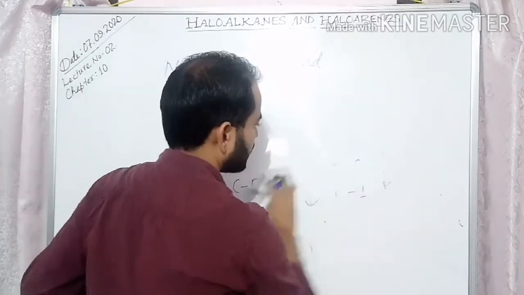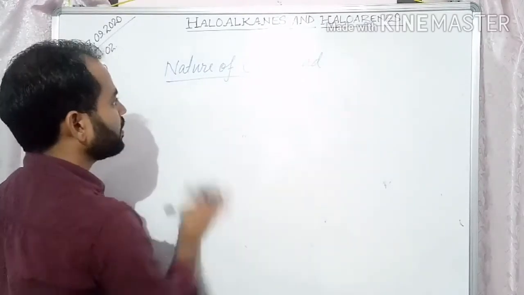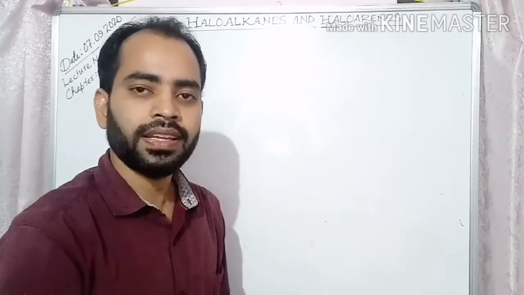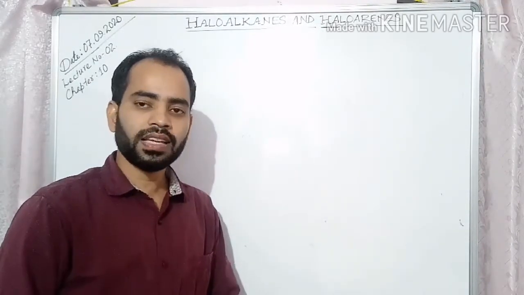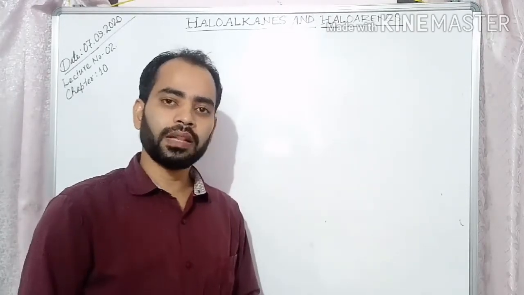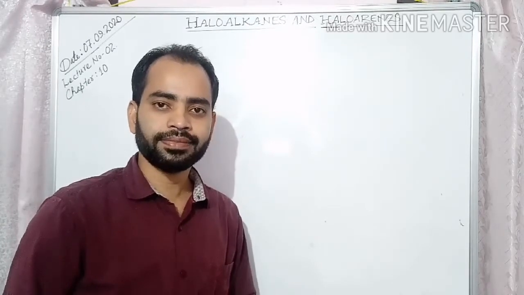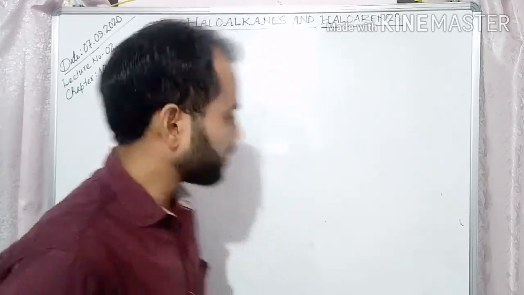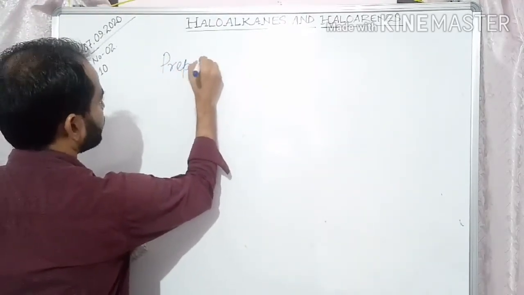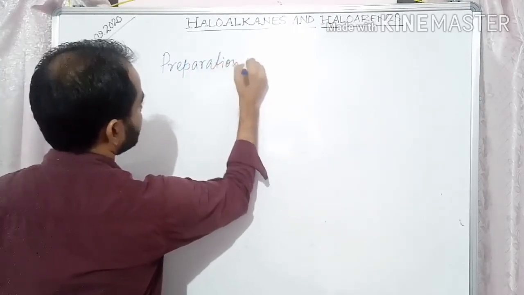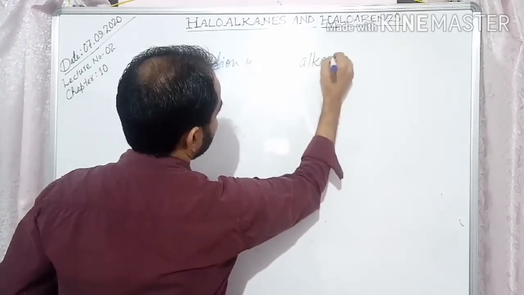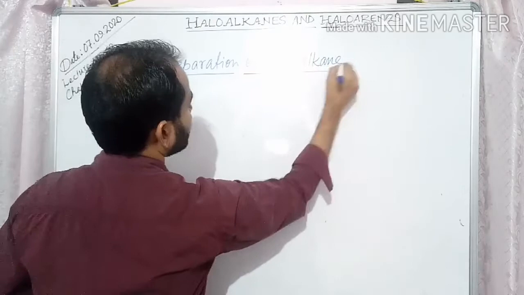So this is about the C-X bond of haloalkanes and haloarenes. That means bond length increases as the halogen atom changes from fluorine to iodine, and bond enthalpy goes on decreasing. Is it clear? Next topic is preparation of haloalkane.